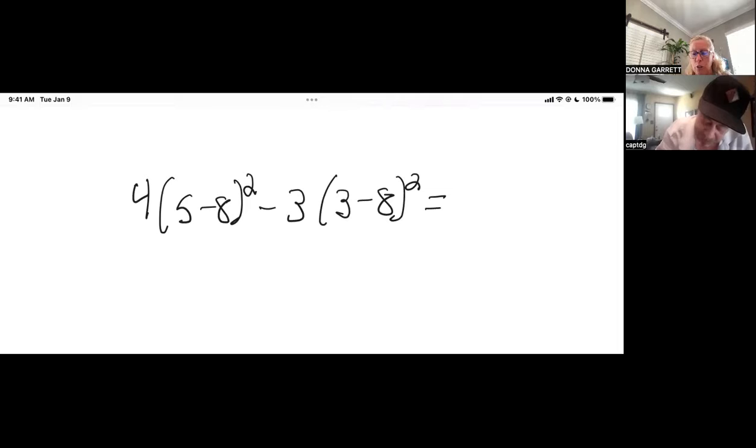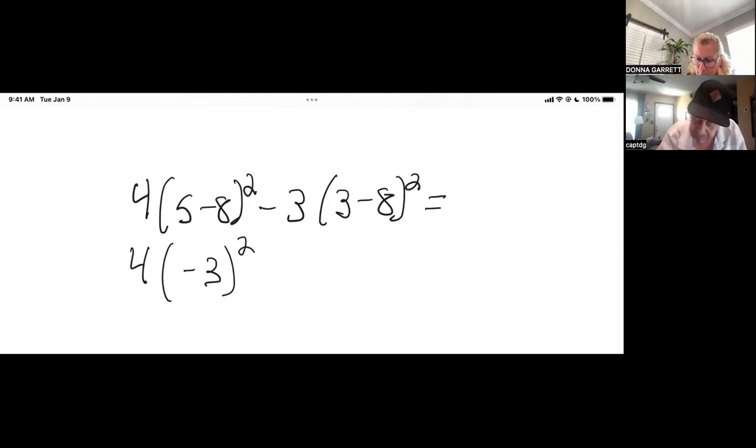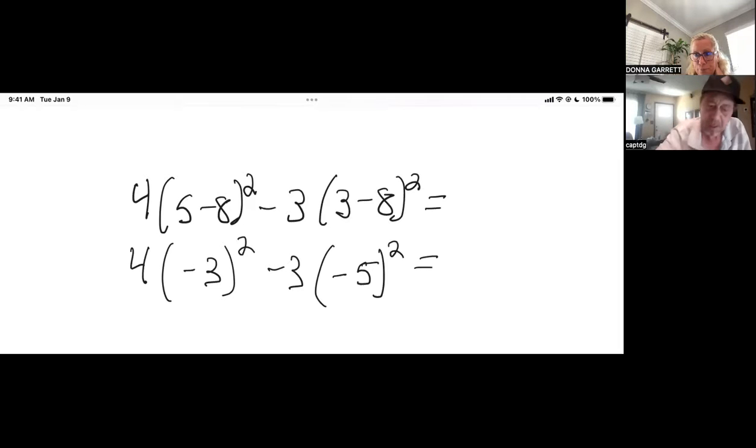Okay, so we're gonna do the parentheses first. So 4 is gonna stay. And then 5 minus 8 is -3, and I'm gonna square it. Minus 3, and then 3 minus 8 is -5, and I'm gonna square that too. Good so far? Yes. Okay, and then I'm gonna do the squares, because of order of operations, exponents.